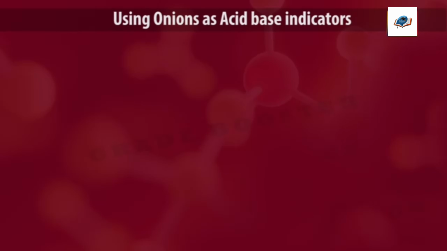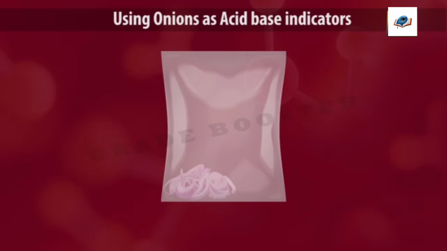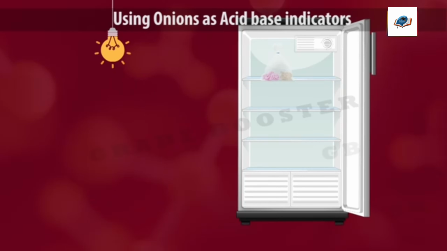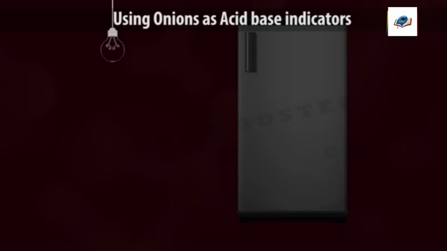Let us see an activity showing how to use onions as acid-base indicators. First, let us take a polythene cover and place some chopped onions into it. Then place a small piece of cloth in the same cover along with the onions. Now tie the cover using a thread or tape. The cloth kept inside this packet absorbs the acid from the onions. Now place this packet in the refrigerator for the whole night.